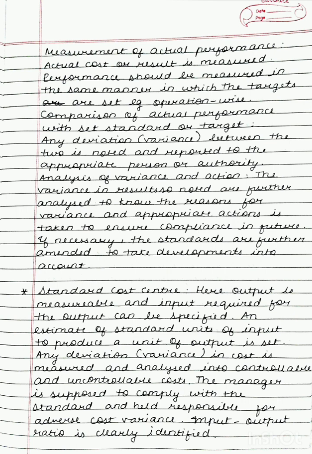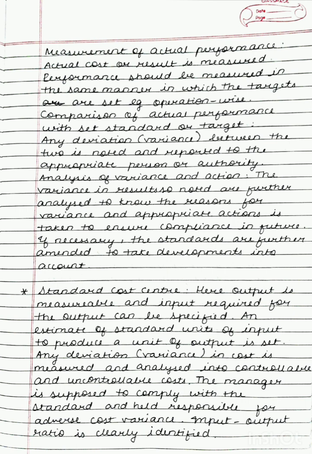Comparison of actual performance with set standard or targets. The actual performance so measured is compared against the set standard and desired target. Any deviation between the two is noted and reported to the appropriate authority or person. Analysis of variance and action. The variance and results so noted are further analyzed to know the reasons for variance, and appropriate action is taken to ensure compliance in future. If necessary, the standards are further amended to take developments into account.